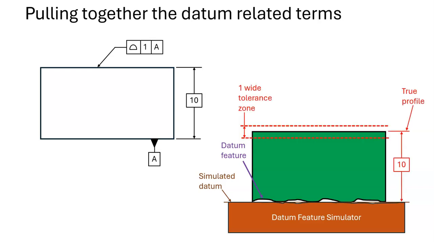To measure the profile tolerance, we start at the simulated datum and go up exactly 10 to establish the true profile. Centered on the true profile is the one wide profile tolerance zone. In this process, datum A was not involved.